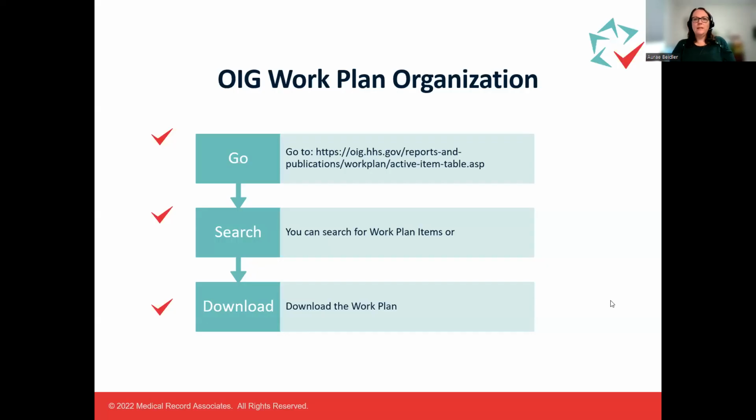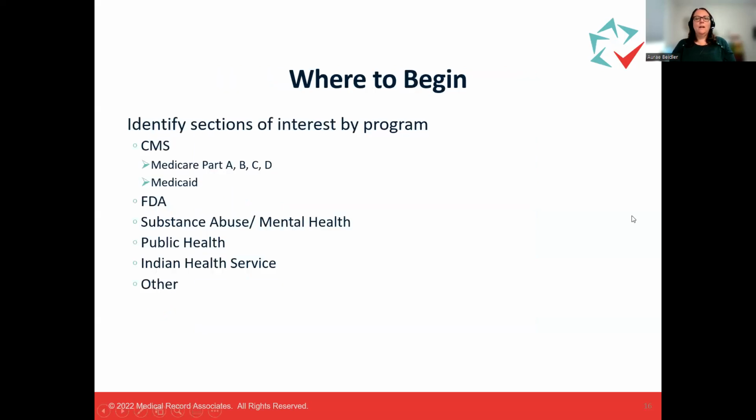So once we've downloaded it, we're looking through it, we can then identify sections of interest to us, like I said. So if we're looking at Medicare, maybe we're just inpatient acute care, or we're going to look at Part A, maybe Part B as well. Maybe you want to look at your prescription drug or your managed Medicare, Advantage, or Medicaid. Maybe you only want to look at Medicaid, or like I said, FDA, or HRSA, public health, and maybe Indian Health Services as well. So you want to narrow it down to those areas that you want to add to your work plan.